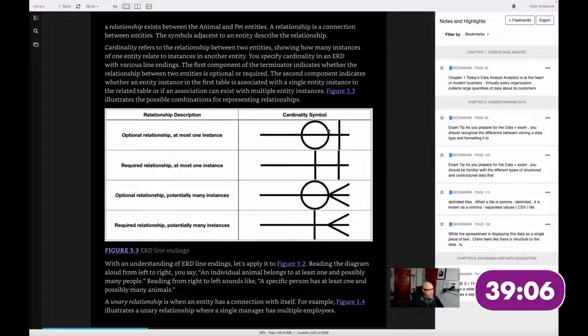As we split this before, the things on the right-hand side speak to whether there is one instance or many. So this is optional, one instance. This is required, one instance. This is optional, multiple or many instances. And this is required, many instances.